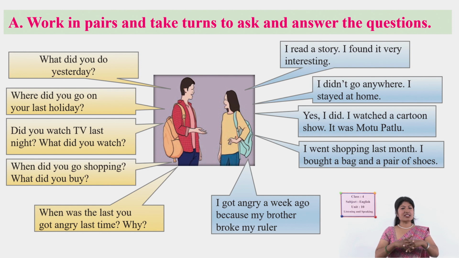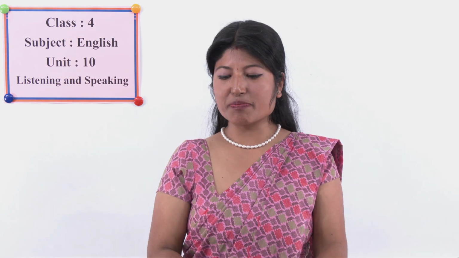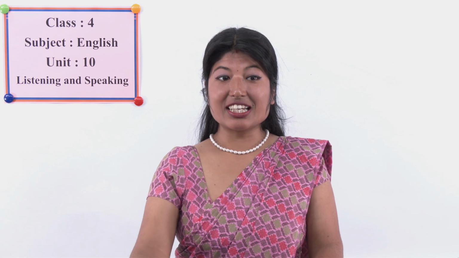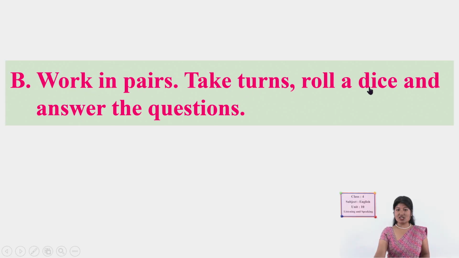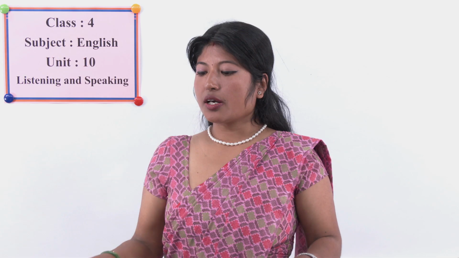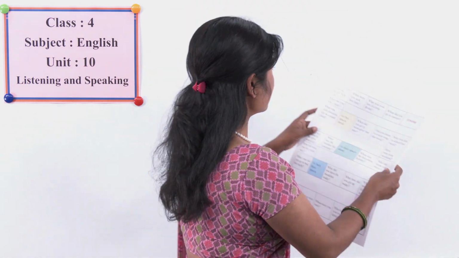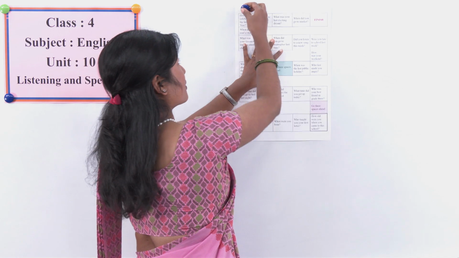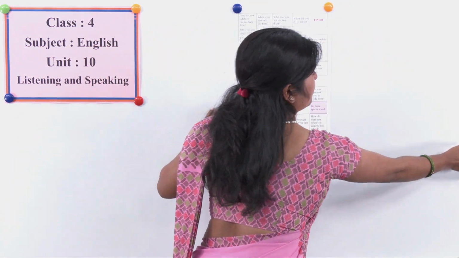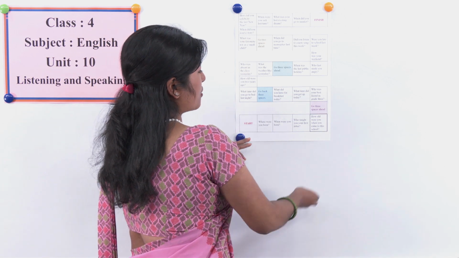Similarly, please make some more questions about past events to ask your pair, your friend, and you can ask these questions. Otherwise, we have a game right now. Can you guess what game we are going to play? We are going to play a game. In number B: work in pairs, take turns, roll a dice and answer the questions. Do you have a dice? Good, you need a dice to play this game. I'm going to paste this game on the board. You also have this game in your book, right? Here it goes, the game.